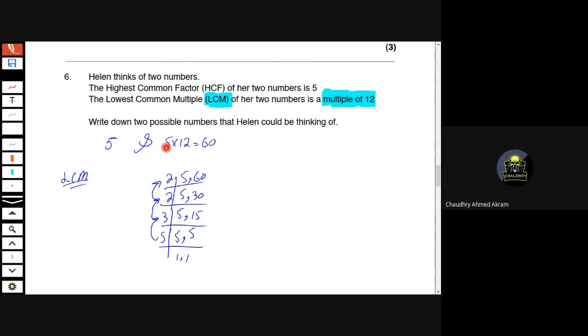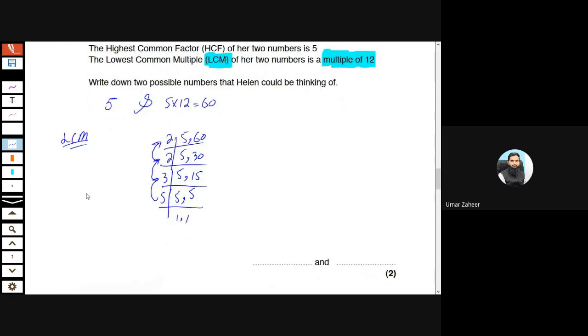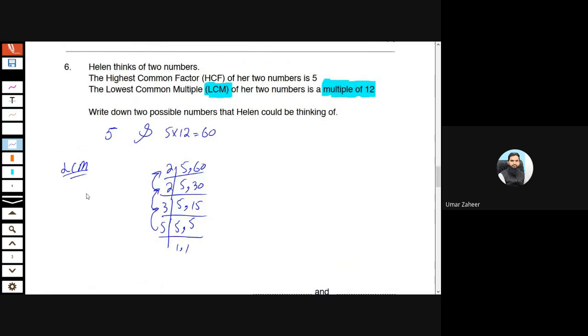Yes, sir. So I think the numbers are 5 and 60, because if you take the LCM, you are getting 60, and if you take the HCF, the common factor is 5. So the HCF of these two numbers is going to be 5 and the LCM is going to be 60. So both conditions are satisfied. The HCF is 5 and the LCM of these two numbers is a multiple of 12. Right?